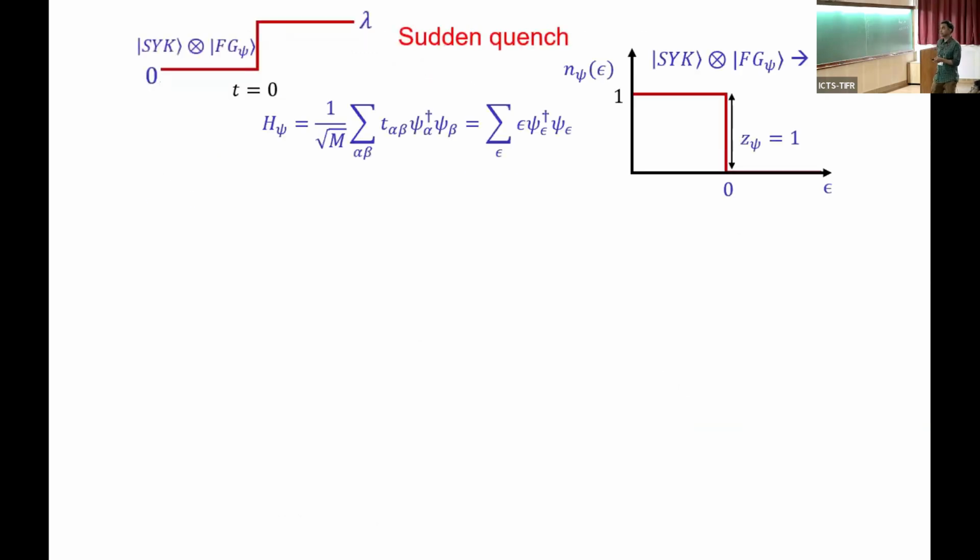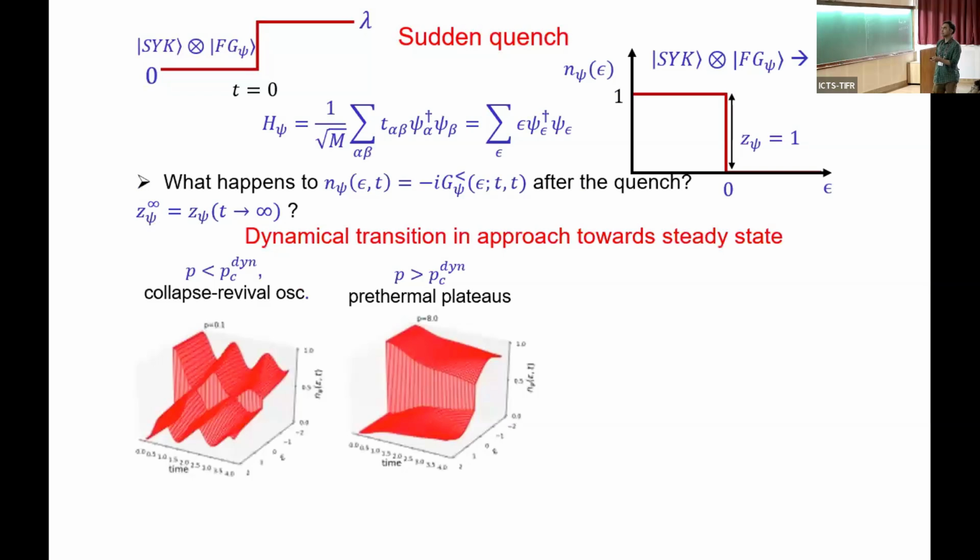This I already said. So let me just quickly mention two results, and I'll finish. Coming back to the question of how I define this Z: you start with the non-interacting model. At t equal to 0, when I have not done the quench, I have a Fermi gas and an SYK, which are decoupled.